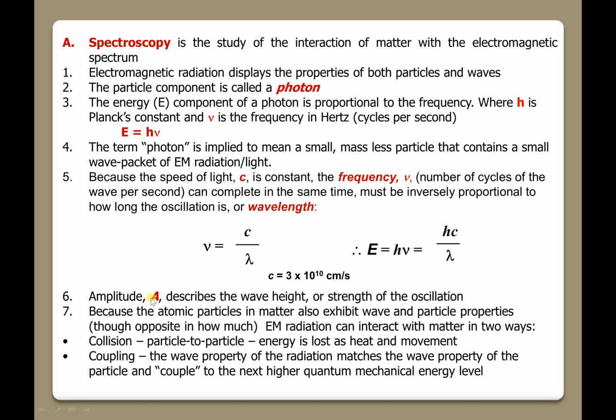And when we talk about the oscillation of the wave, it has got a certain height, and that is described by the amplitude. And because atomic particles in matter also exhibit wave and particle properties, electromagnetic radiation can interact with the matter in both ways, that is particle to particle collision, where energy is lost as heat due to friction and movement. And as I told you, it is also the waves or the radiation. So coupling the wave property of the radiation matches the wave property of the particle, and is coupled to the next higher quantum mechanical energy level.